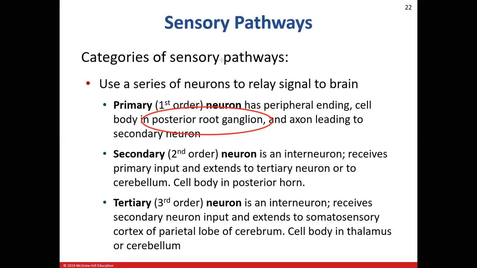So if we draw a couple circles here on things that are important, where is the cell body? In the posterior horn. Where is the cell body? The thalamus or the cerebrum. And so if you just follow the pathway, you'll notice that the next synapse typically falls where the next cell body is, with the exception of that primary neuron. So the primary neuron is going to synapse with the secondary neuron, and that's going to occur in the posterior horn. The cell body of the secondary neuron is in the posterior horn. The cell body of the tertiary neuron is going to be in the thalamus and the cerebellum. The synapse between the secondary and the tertiary neurons are going to be in the thalamus or the cerebellum. So again, you just want to kind of follow along from one connection to the next.